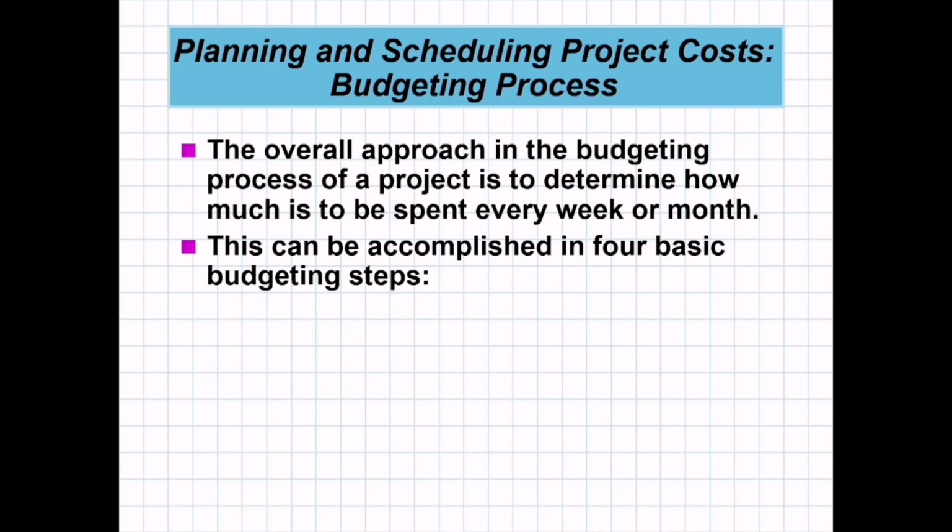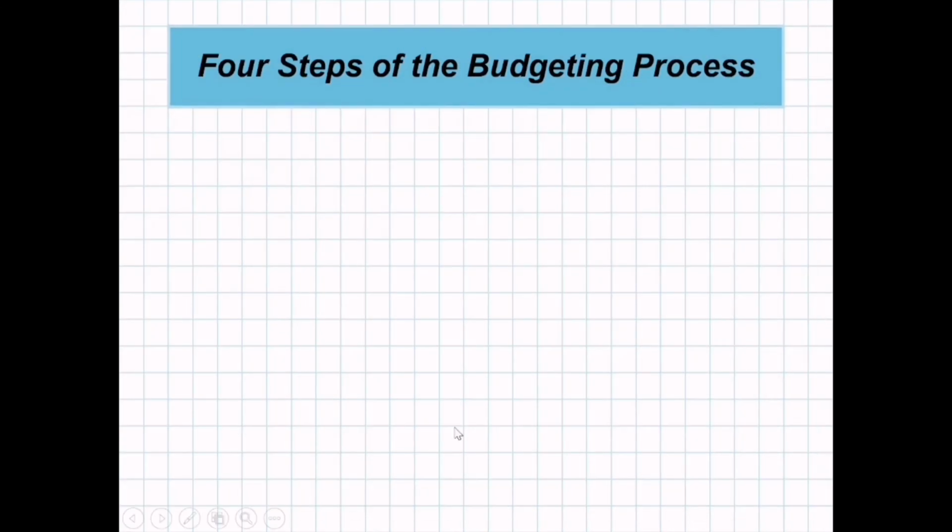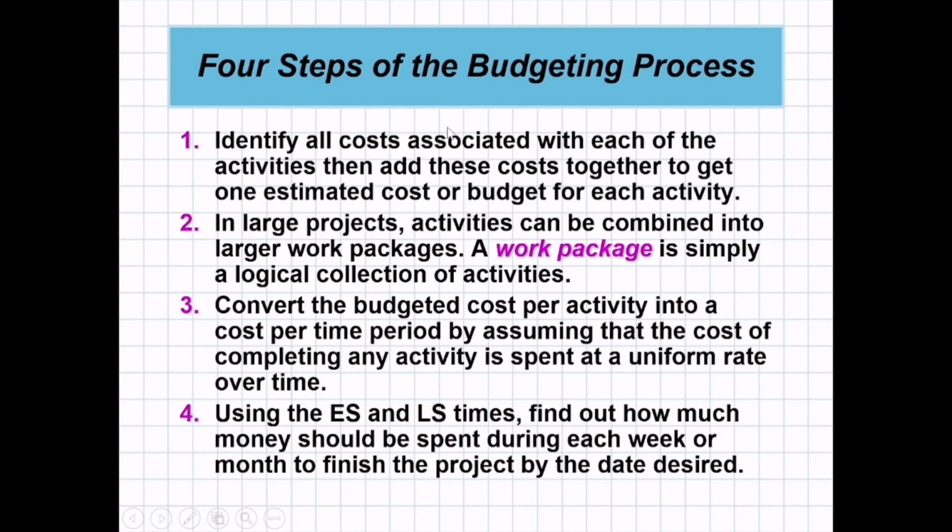You should have budgeting so that you will not go beyond the budget and exceed your resources. So there are 4 steps in budgeting. Identify all the costs with each of the activities, then add these costs together to get one estimated cost or budget.